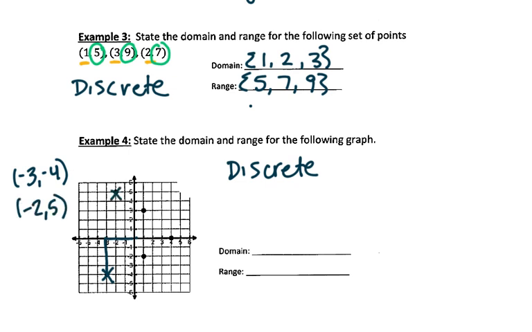Then I have 1, -2. And I have 1, 3. And 4, 0. Once I've written all my points, then I do my domain and range.